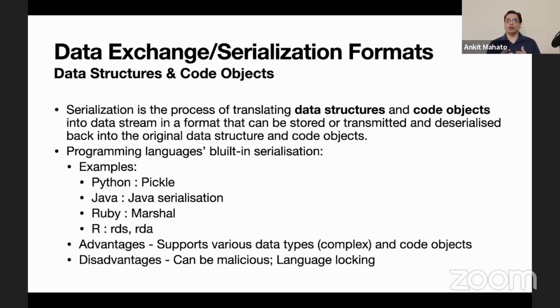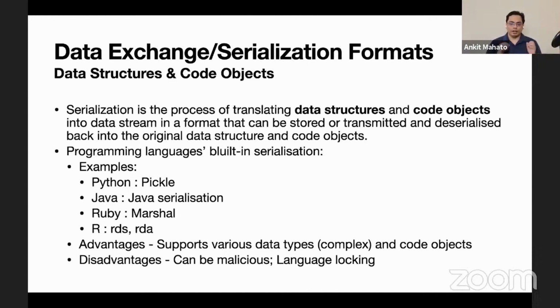But data is just a part of it. How do we actually serialize data structures and code objects? Data structures are complex data types, which a programmer implements for his particular model. And code objects are snippets of code which can be executed for the scoring engine part. So how do we do that?